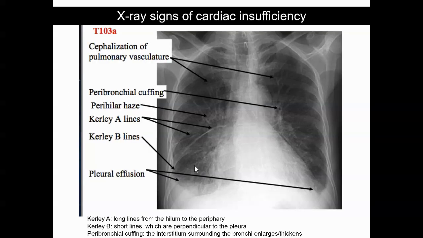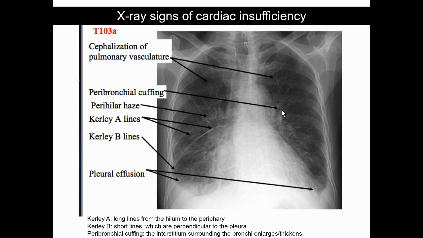Let me show you that on a chest x-ray. So first of all, we will see the meniscus sign, as you have seen before. This is indicating pleural effusion. We will see Kerley B lines, which are short and perpendicular to the pleura. The Kerley A lines are thicker lines. They originate from the hila, and they go toward the periphery, but they never reach the periphery. The perihilar haze is sort of like a ground glass opacity that's overlapping the hilar area.